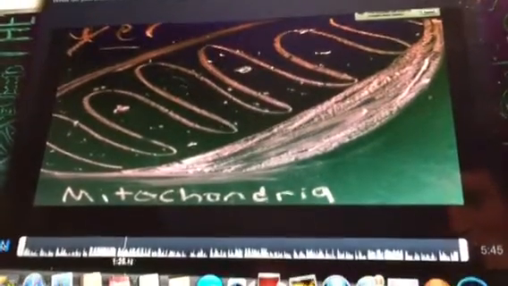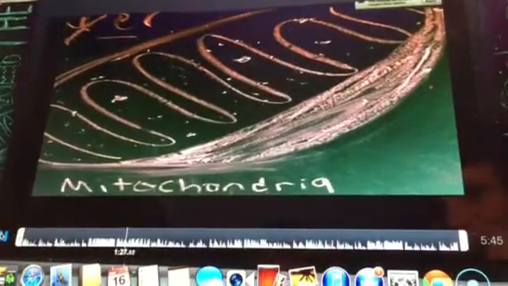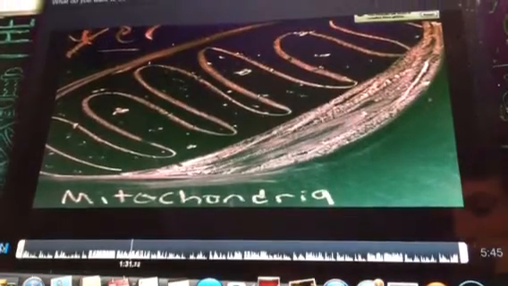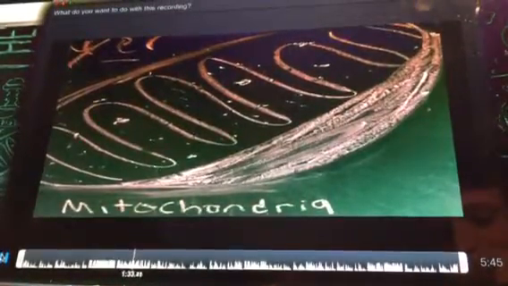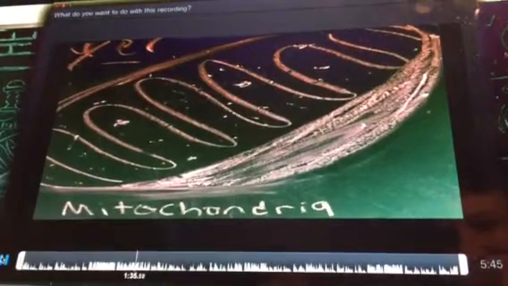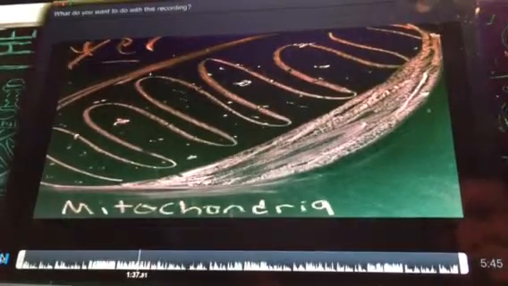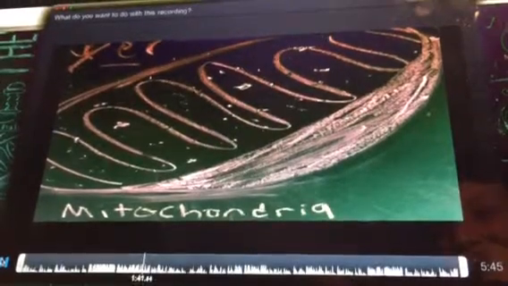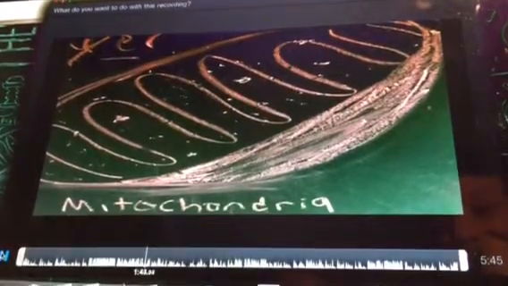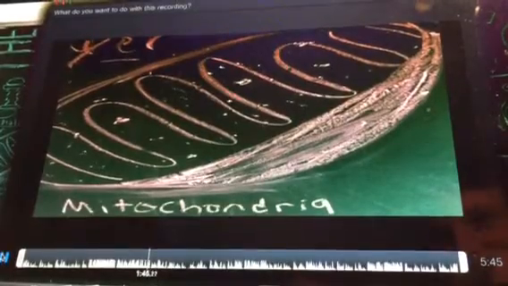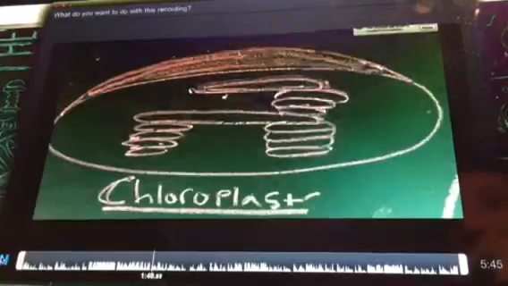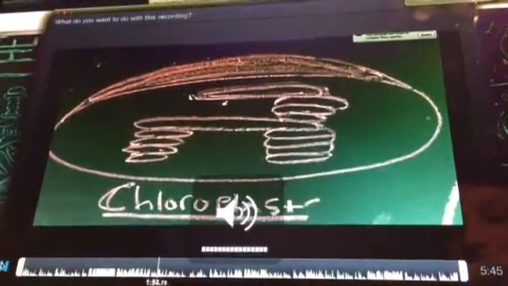It breaks down glucose to yield 34 to 36 ATP molecules, also known as energy molecules. The formula for aerobic respiration is glucose plus 6 oxygen molecules yields 6 carbon dioxide molecules, 6 water molecules, and adenosine triphosphate. The third organelle we are going to discuss today is the chloroplasts.